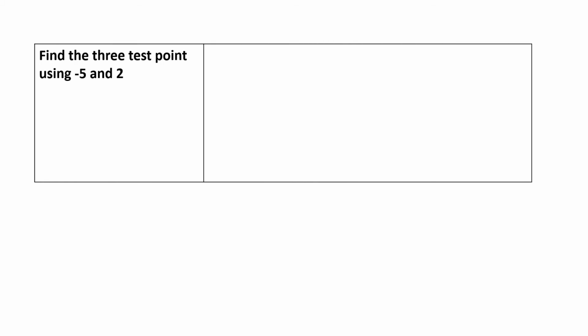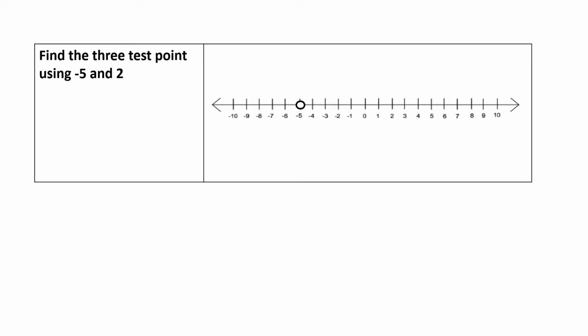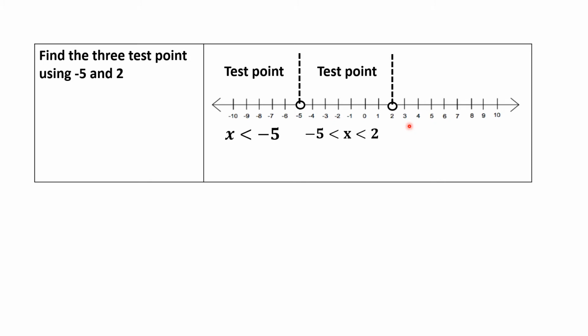Next is to find the three test points using the roots, negative 5 and 2. In the number line, we will locate negative 5 and positive 2. The first test point is from negative 5 going left. So all the numbers less than negative 5, or x less than negative 5. The second test point is from negative 5 to positive 2, so we have negative 5 less than x less than 2. The third test point is from 2 going right, so that is all the numbers greater than 2, or x is greater than 2.